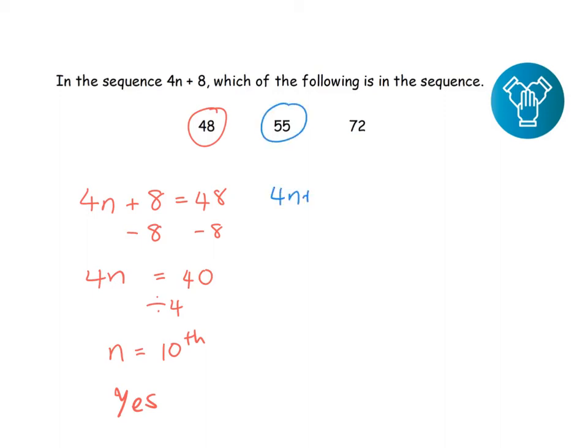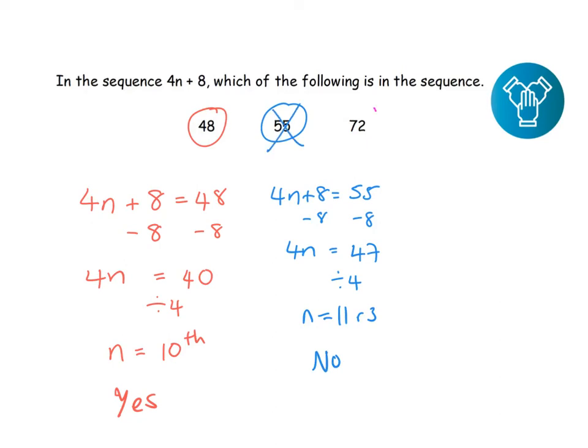So 4n plus 8 is equal to 55 this time. We're still going to take away 8, so 4n is equal to 47. I can see already that when I divide by 4, it's not going to go in. So it's going to be 11 remainder 3. So that one is a no.